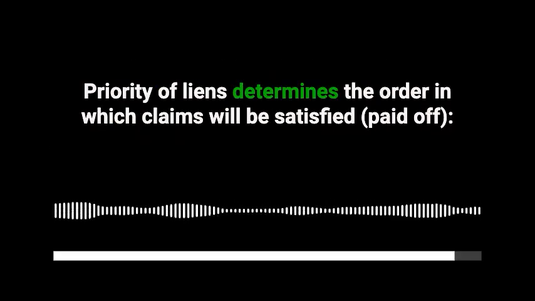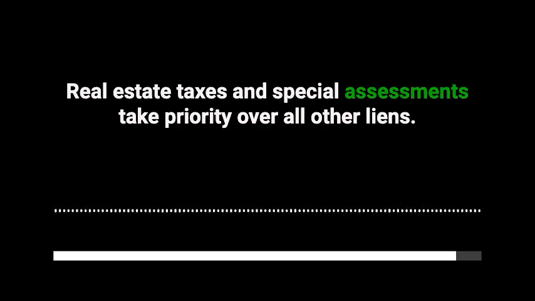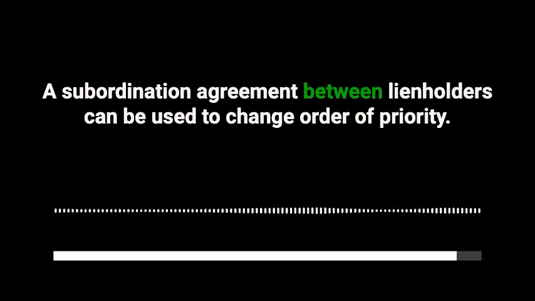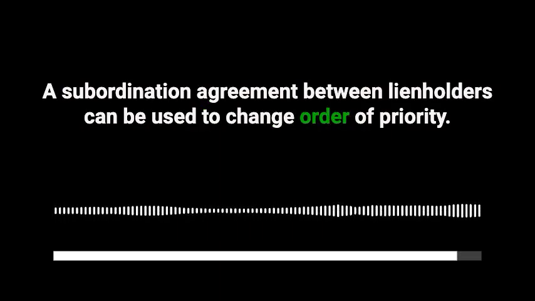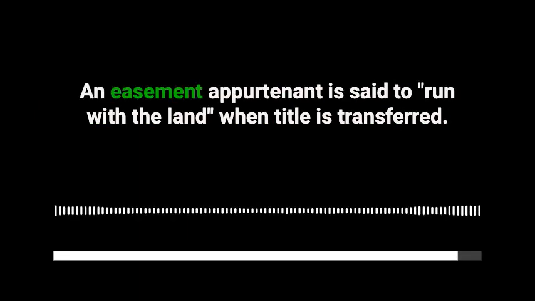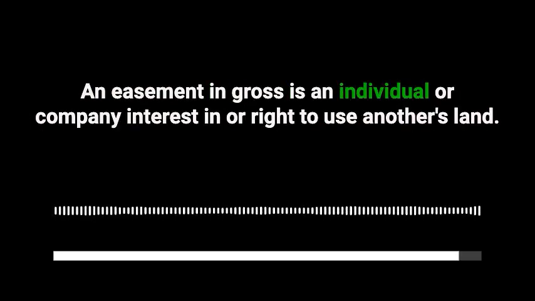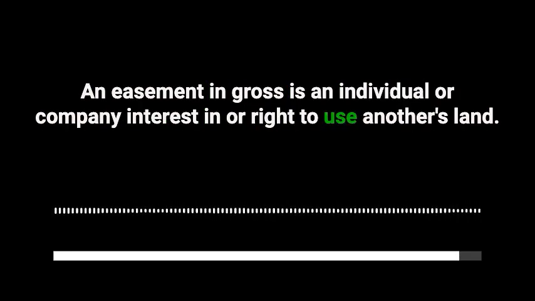Priority of liens determines the order in which claims will be satisfied. Generally, first to record is first in right. Real estate taxes and special assessments take priority over all other liens. A subordination agreement between lien holders can be used to change order of priority. Easements are rights to use the land of another. An easement appurtenant is said to run with the land when title is transferred. An easement in gross is an individual or company interest in or right to use another's land.